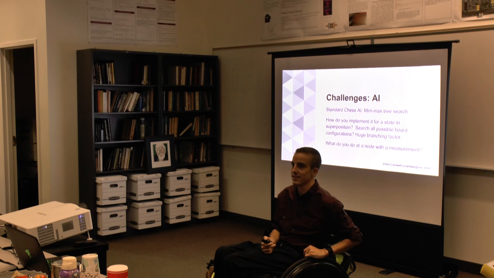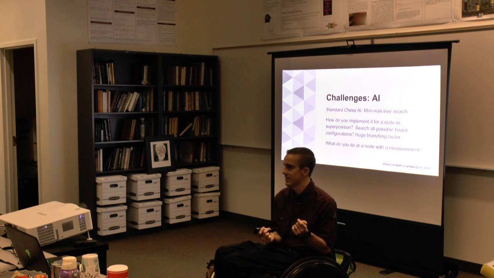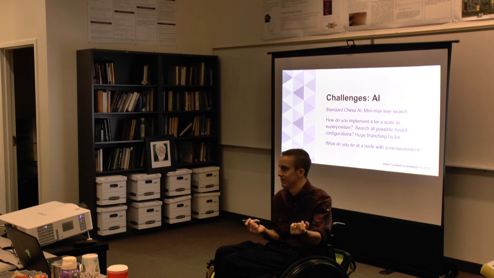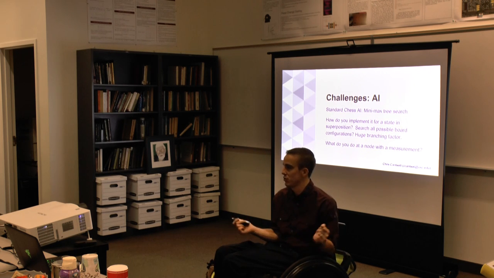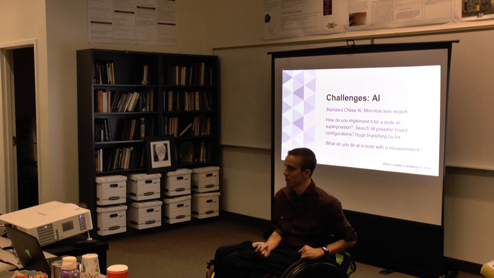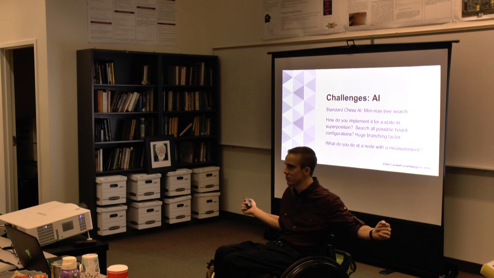AI for chess is hard. AI for quantum chess is extremely hard. The game actually does have an AI in it at the moment. It is a stupid AI. The problem is, well, one, how do you represent a superposition state in a min-max tree search where a node is a superposition instead of a defined state? One idea was to just search over all possible board configurations in the current state. Well, then you have a branching factor that is insanely huge.